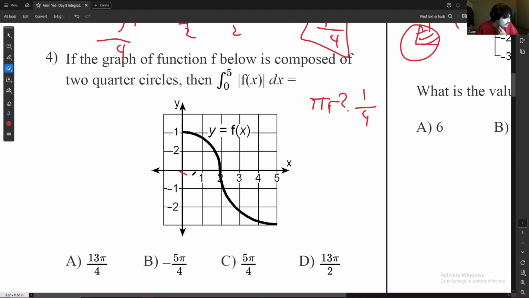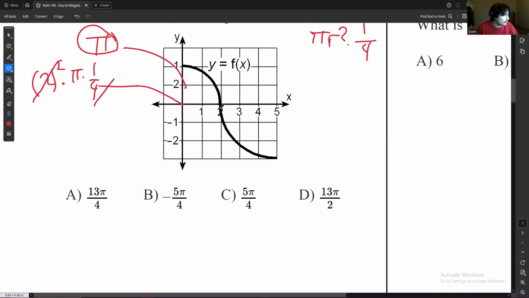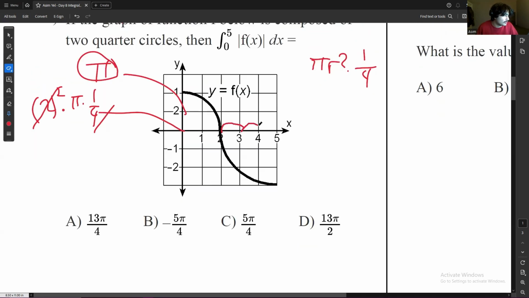So this will be 1, 2. This is the center of our circle, guys. So I'm just gonna calculate my radius, which is 1, 2. So my radius for this circle is 2. So 2 squared, I'm just gonna calculate the area. 2 squared times pi times 1/4. And what I end up with is 4 times 1/4, and I got pi for this area.